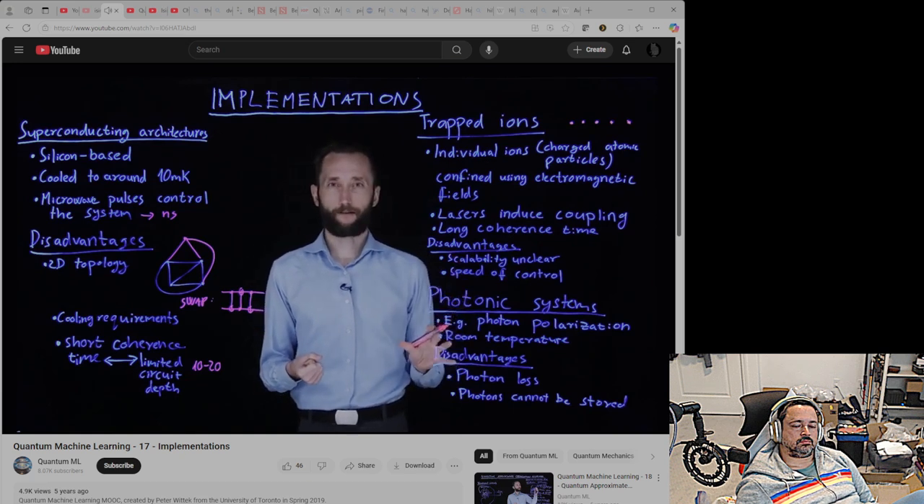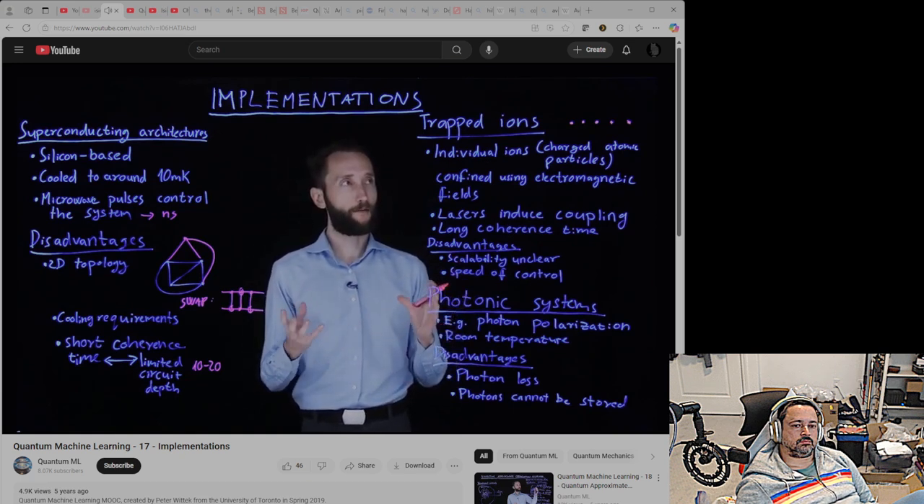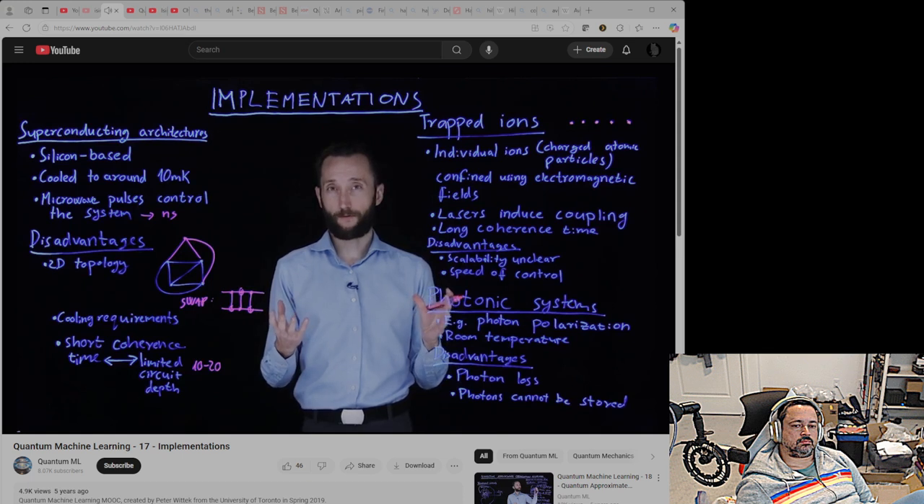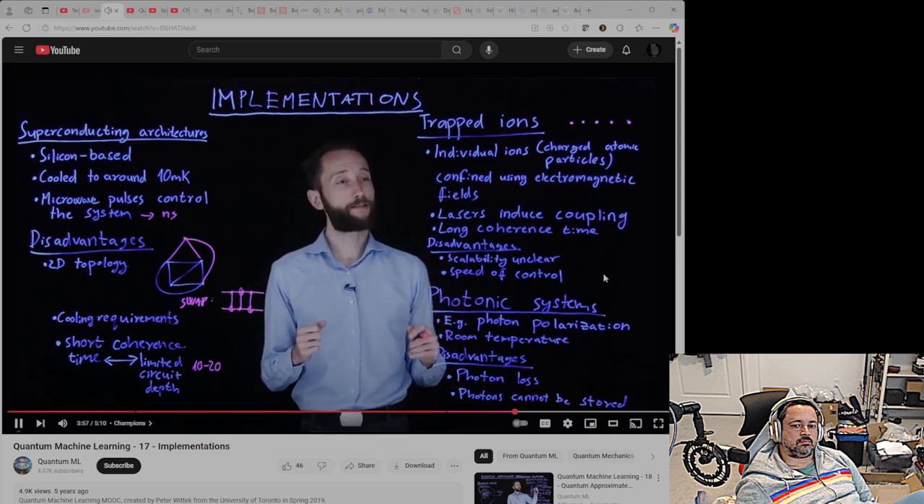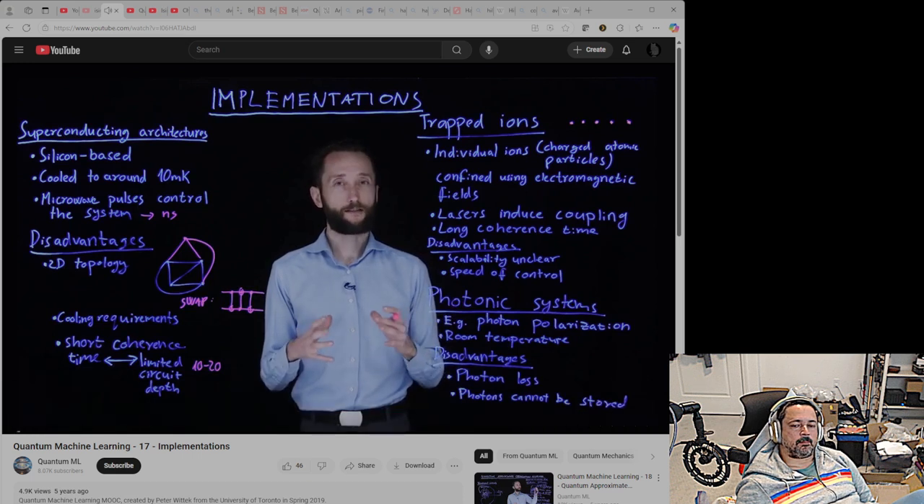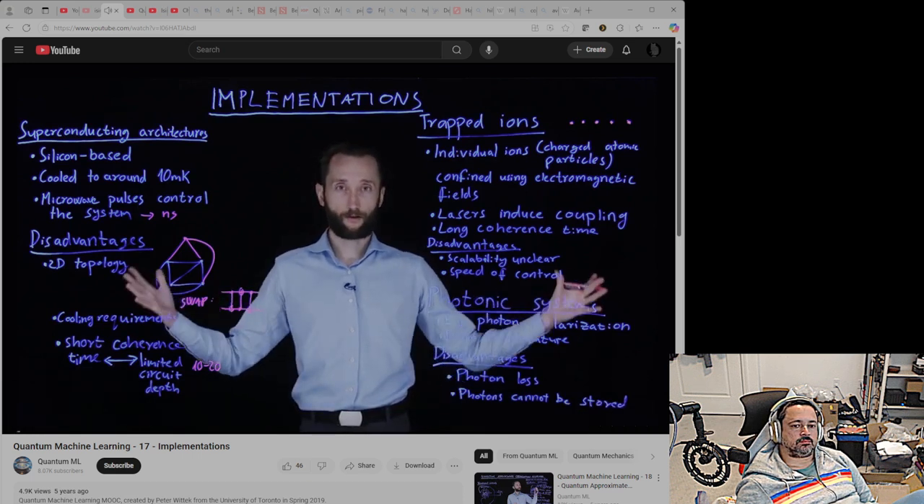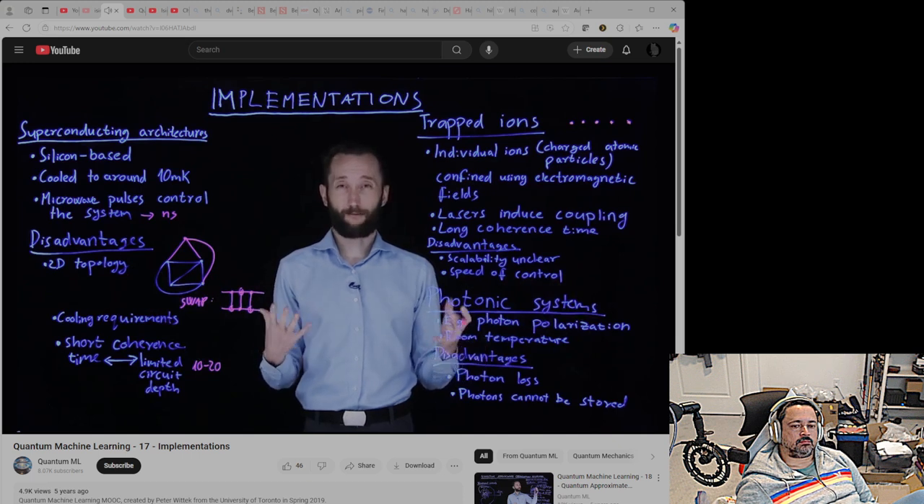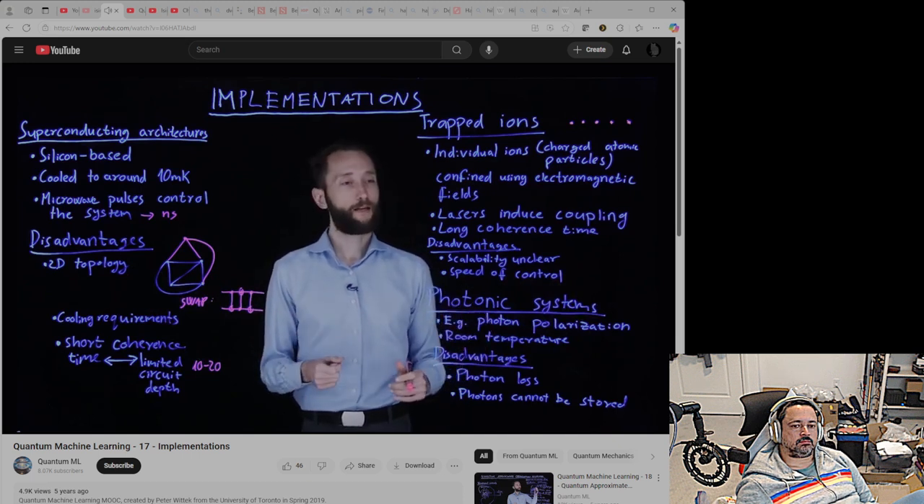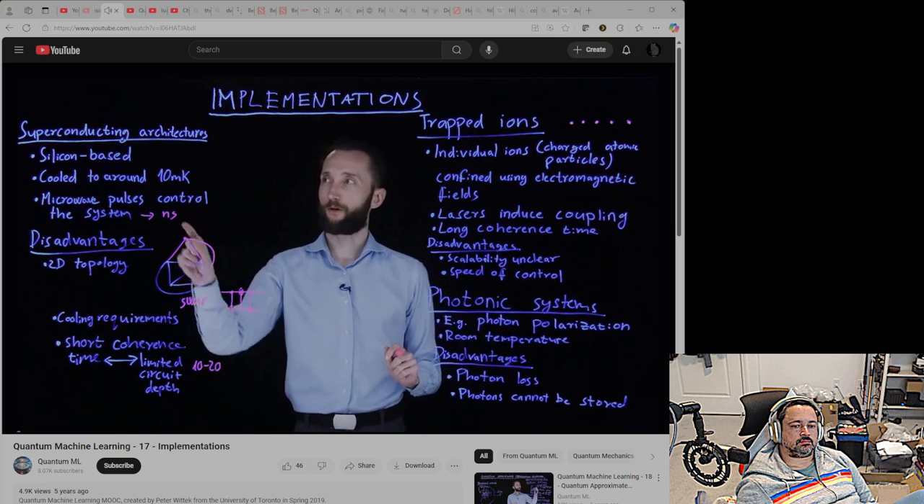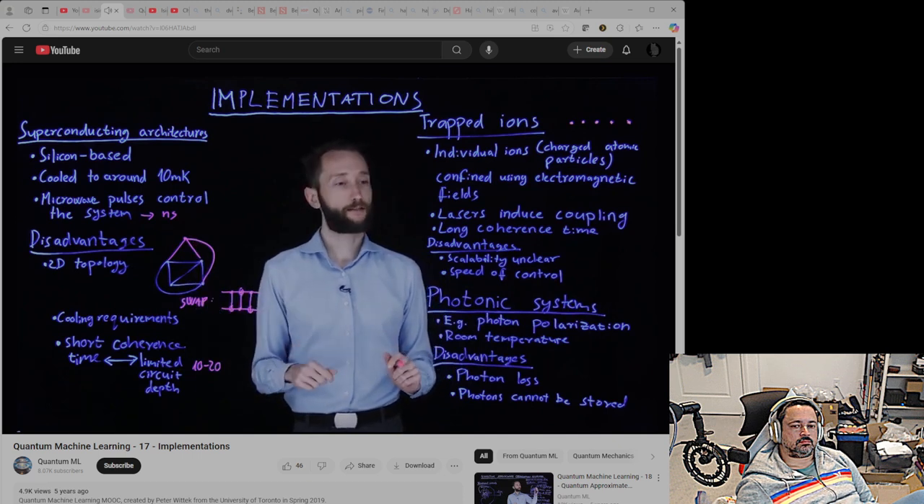Scalability is unclear. Recently, there are systems up to above 70 qubits implementing this system. It's more now because this was 5 years ago. But it's unclear how well it will scale to larger and larger systems, because we ideally want thousands of qubits. And the speed of control is much slower than in the case of superconducting architectures.